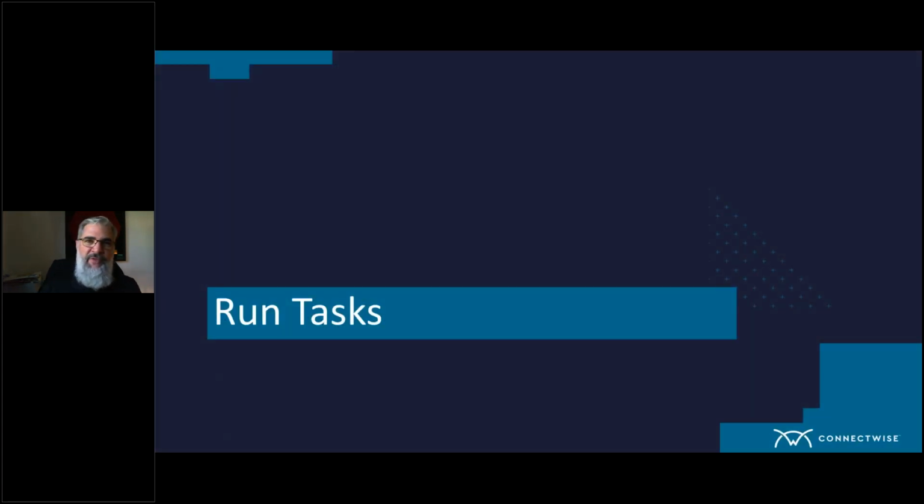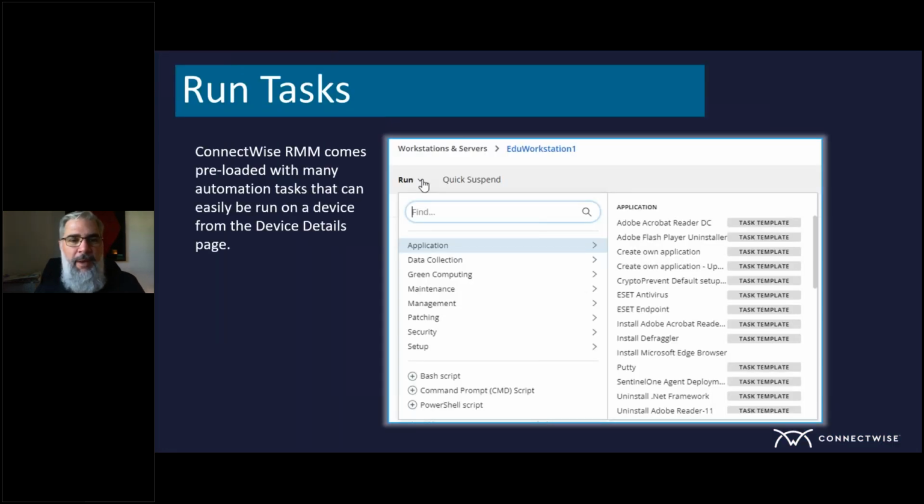I'm still here on the device details screen. Now I can click on run tasks in the top left. Click on run. Once again, we had the example from my list view earlier, my device list, where I had a machine that didn't have any endpoint protection. So I selected it, clicked on run applications, Webroot. Well, I've got a lot of other tasks in here.